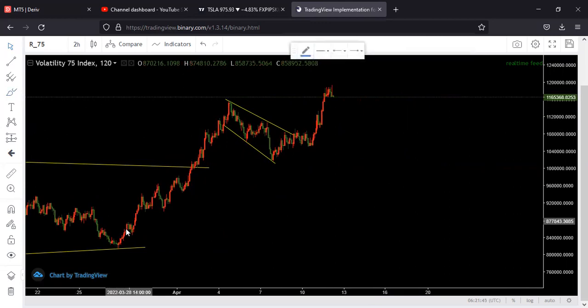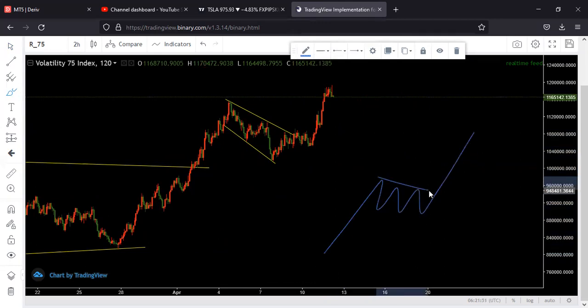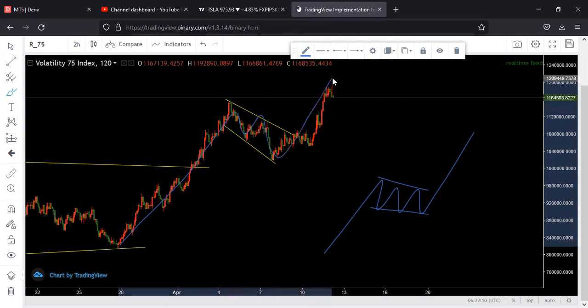So remember, we are always having an impulsive move, correction, then impulsive move. So this is nature theory. Always remember, when you understand this nature theory, you will be able to trade on any market. It doesn't matter. So you see, it's the same like this one: impulsive, correction, then impulsive, boom. We're waiting for this breakout. All right.